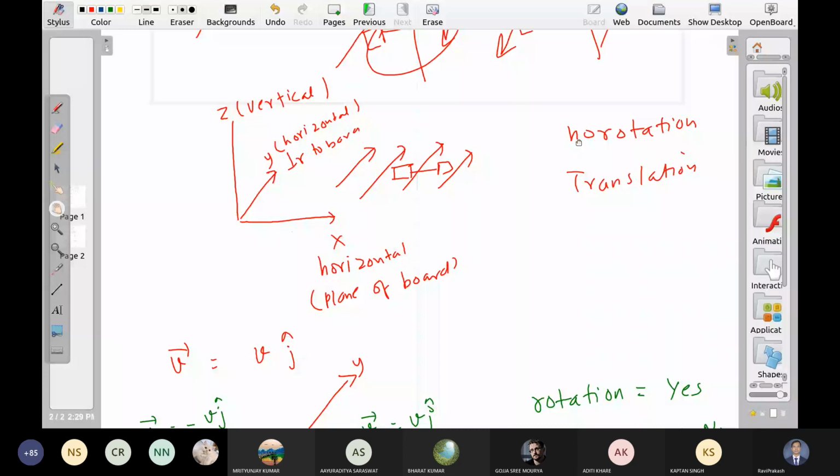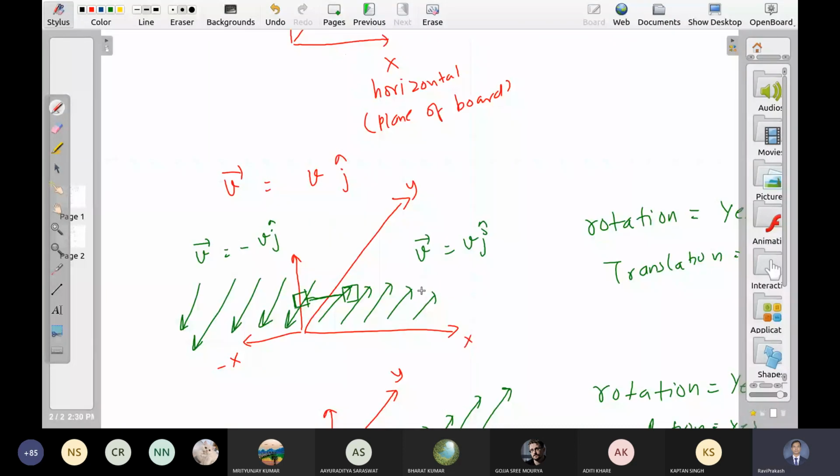What about here? If you put a pedal wheel on this side, there is no rotation because we have the same velocity here, we have the same velocity here. Both the pedals are getting the same amount of force. जब तक दोनों pedal पे same force रहेगा, rotation नहीं हो सकता.